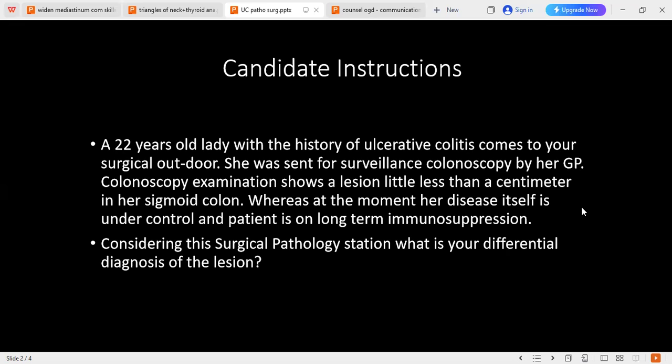Good. Please tell me, how would you define ulcerative colitis? Okay, it's a chronic inflammatory disease involving all or part of the colon, confined to the mucosa, and almost always involves the rectum.